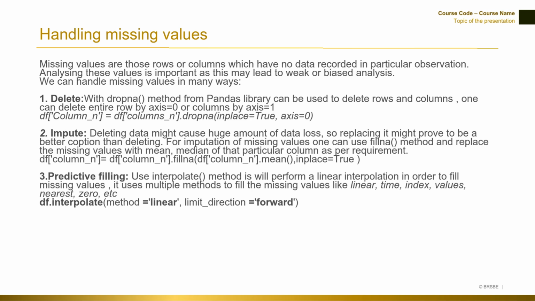Missing values are those rows or columns which have no data recorded in a particular observation. Analyzing these values is important as they may lead to weak or biased analysis. We can handle missing values in many ways. First is deletion. The dropna function from the Pandas library can be used to delete rows or entire columns. Second one is imputation. Instead of deleting data, imputation involves replacing missing values, which helps retain more data while addressing the issue of missingness.